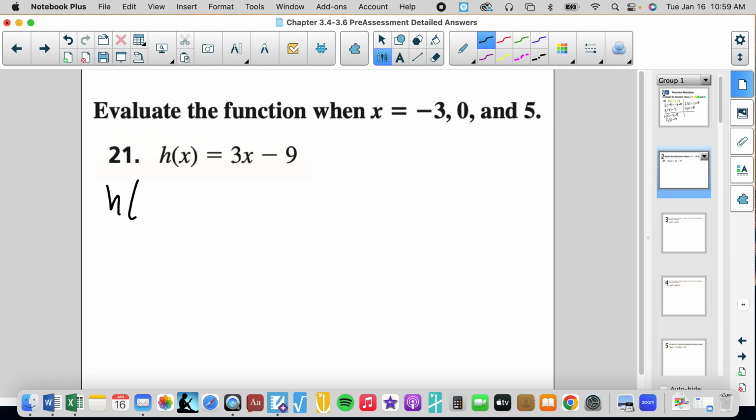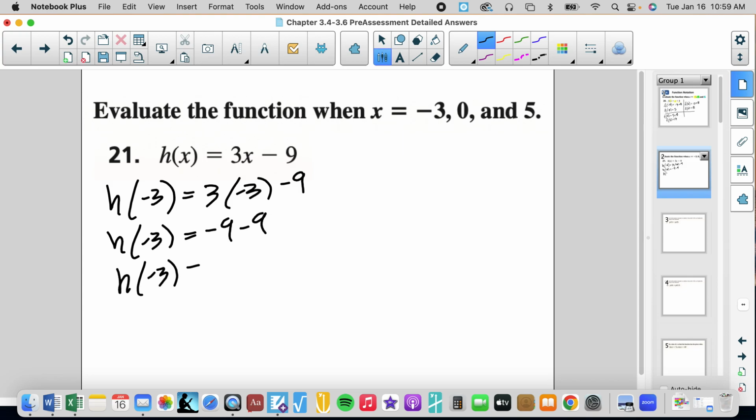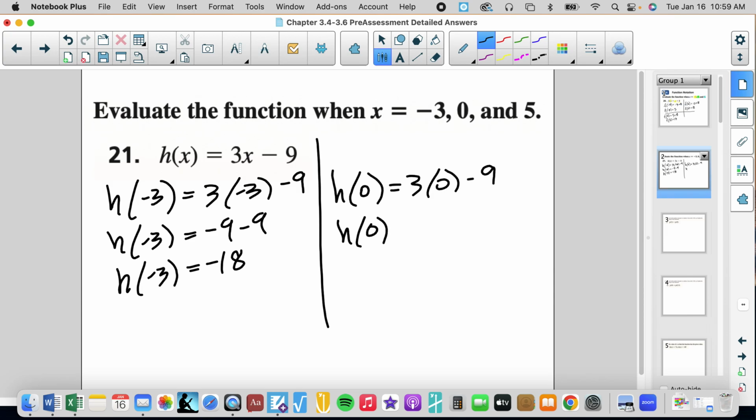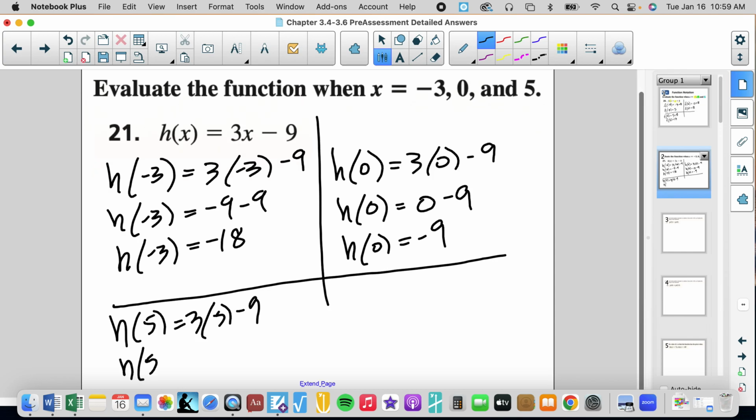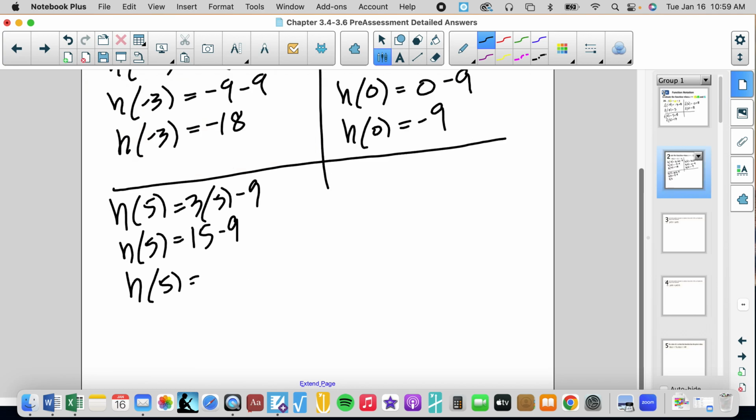We'll do it again. H of -3 equals 3 times -3 minus 9. H of -3 equals -9 minus 9. H of -3 equals -18. H of 0 equals 3 times 0 minus 9. H of 0 equals 0 minus 9. H of 0 equals -9. And h of 5 equals 3 times 5 minus 9. H of 5 equals 15 minus 9. H of 5 equals 6.